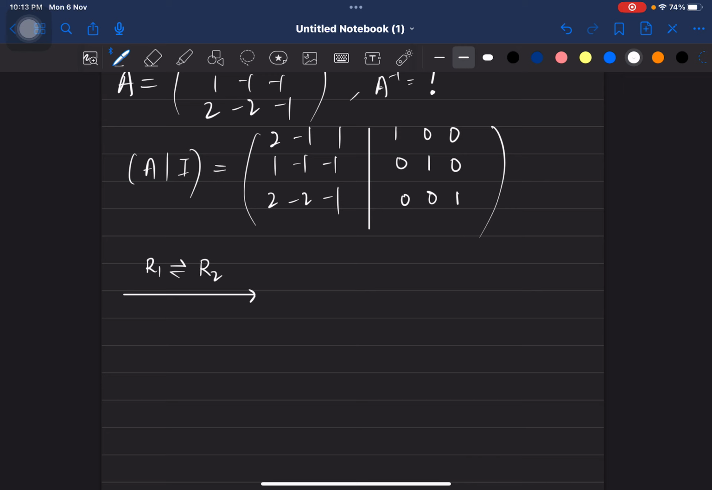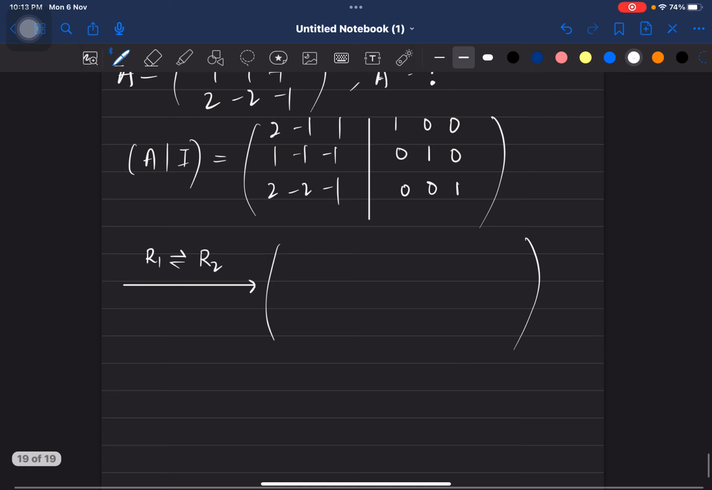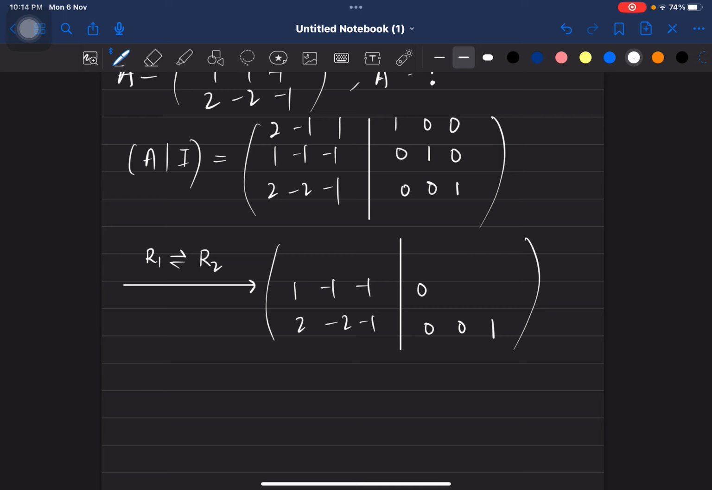Means row 1 and row 2 switch. Row 1, row 2 switch, what happened? Row 3 remain the same. So I copy row 3. Copy the one that has nothing changed so that you don't make any mistake. Okay, so what you get? You get row 1 become row 2. So row 1 is here now. Sorry, 2 negative 1 1 and 1 0 0, and then 1 negative 1 negative 1 0 1 0. Done.